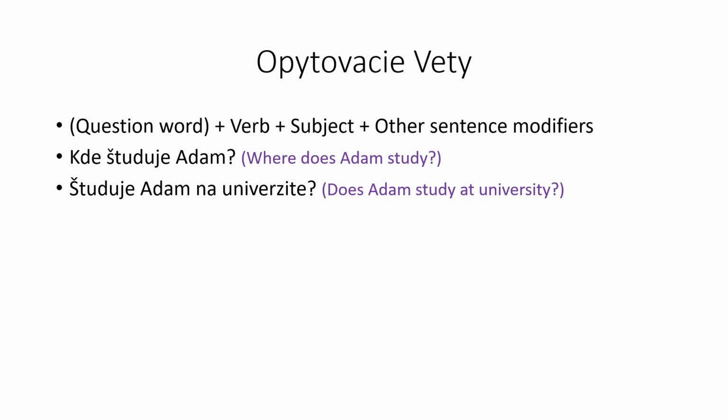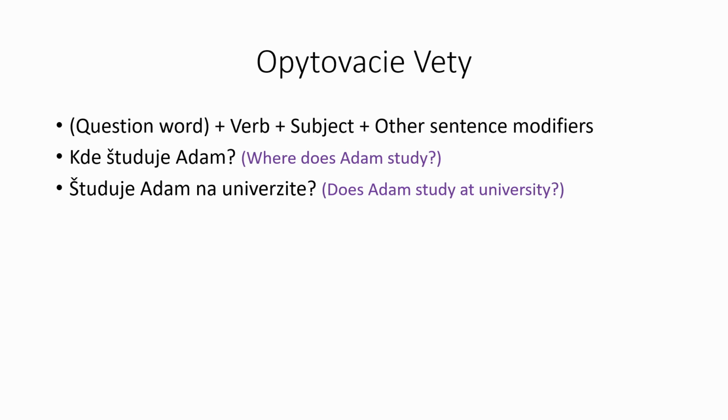So now for questions. Questions usually start with a question word, but they don't have to. Questions that don't start with a question word are usually yes-no questions. And they follow the word order verb, then subject, and then object or other sentence modifiers. For example, kde študuje Adam? Where does Adam study? Kde študuje Adam? Študuje Adam na univerzite? Does Adam study at the university?